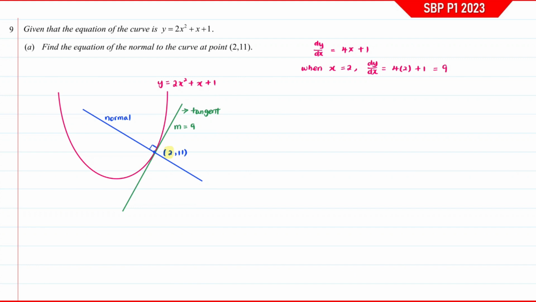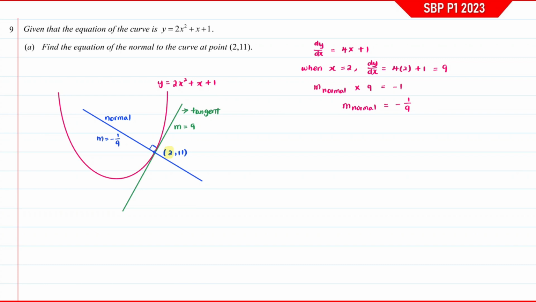As the normal is perpendicular to the tangent, when we multiply the gradient of the normal with the gradient of the tangent, which is 9, the answer is equal to -1. Then the gradient of the normal will be -1/9.